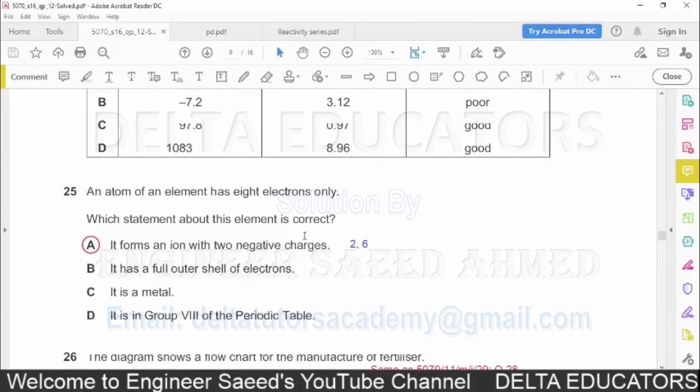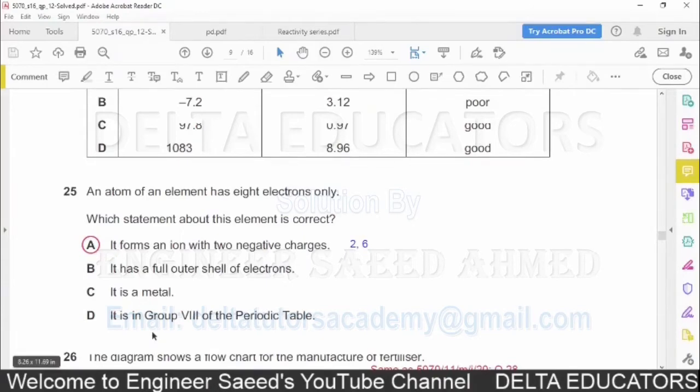What is given in option B? It has full outer shell of electrons. No, it is incorrect. In the outer shell, in the last shell, there are 6 electrons, so it is incomplete. So this option is also incorrect. Option C, it is a metal. It is also incorrect. In metals, electrons are lost, not gained. And by losing electrons, positive charge is developed on metals. So option C is also incorrect.